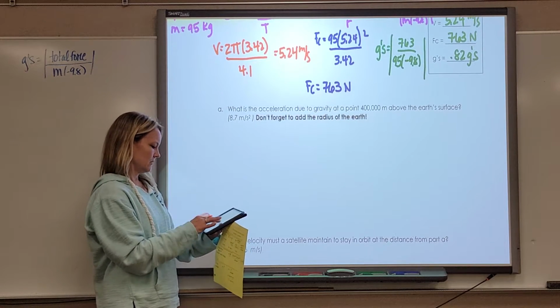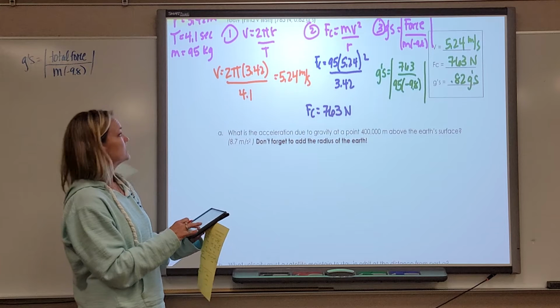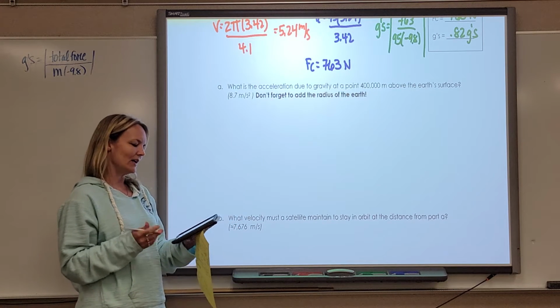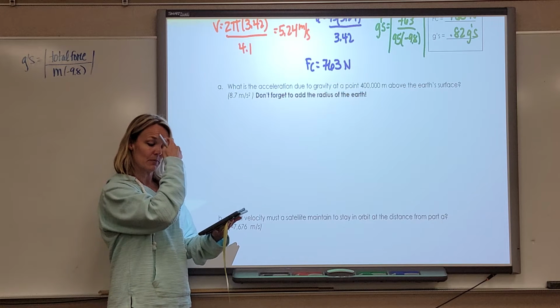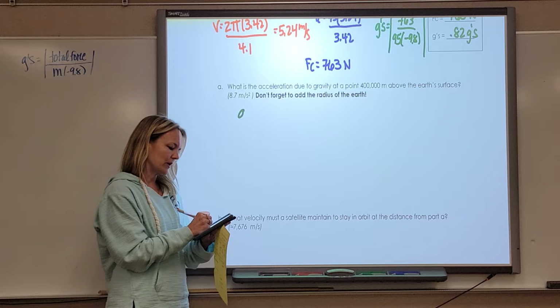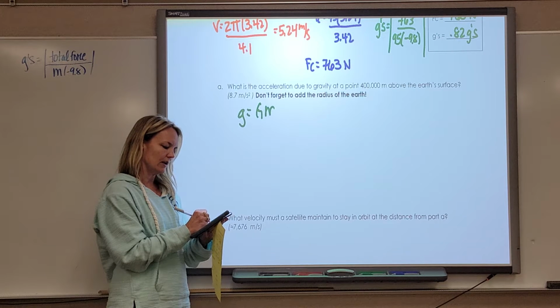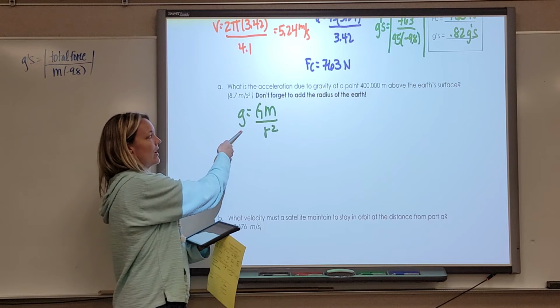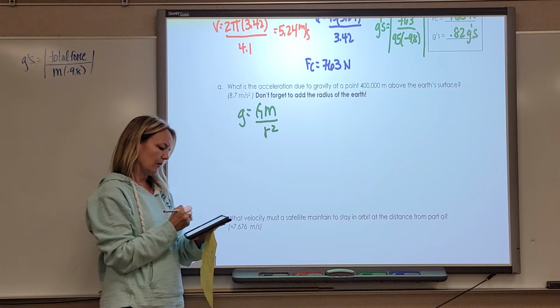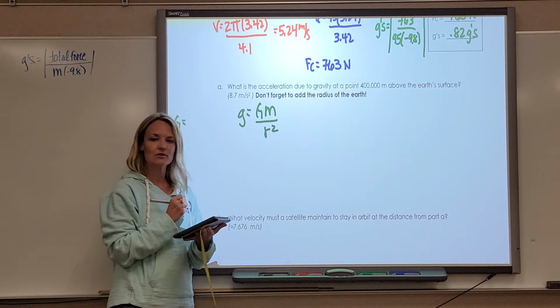Moving into, apparently I did number these well, this should be 2. What is the acceleration due to gravity at a point 400,000 meters above the Earth's surface? Okay, I want to find gravity. The only equation I have to do gravity at any location is gravity equals G times M over r squared. My G is saved in my calculator.